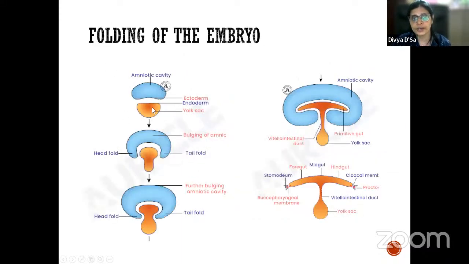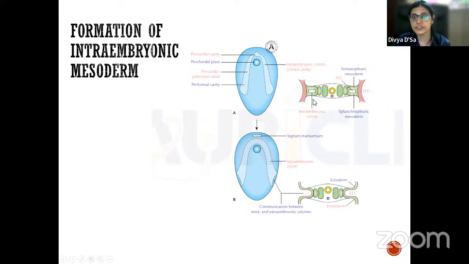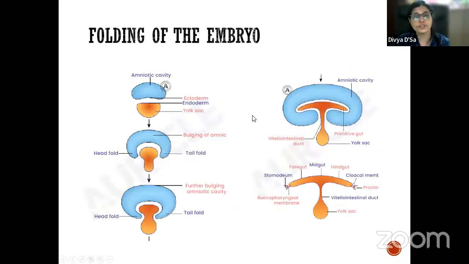So after the folding, now this is the yolk sac. In this picture, this will be the yolk sac and this will be the amniotic cavity above. Now with the folding, the head fold and tail fold and the lateral folds, things change here. So we see here, this is the amniotic cavity, this is the yolk sac. So the folding occurs. When the folding occurs, what happens? The floor of the amniotic cavity is formed by the ectoderm, whereas the roof of the yolk sac is formed by the endoderm.